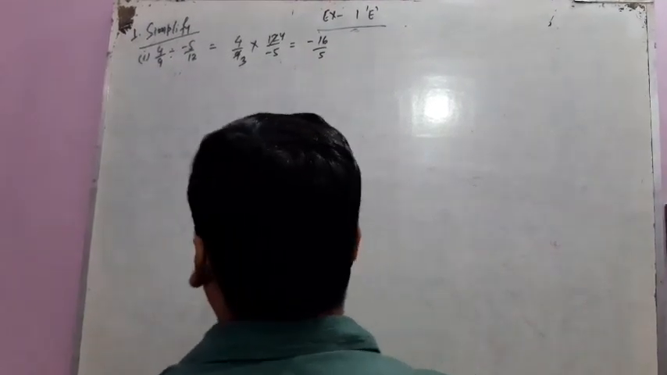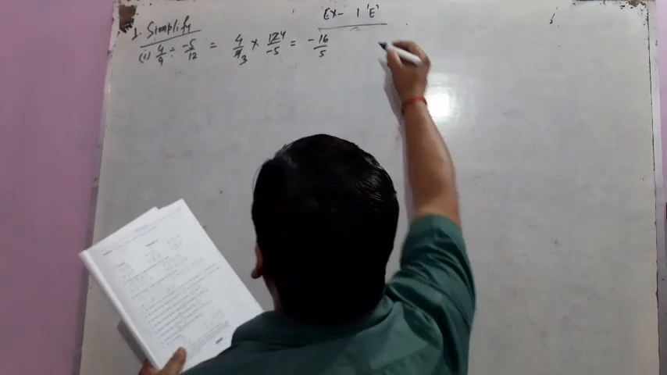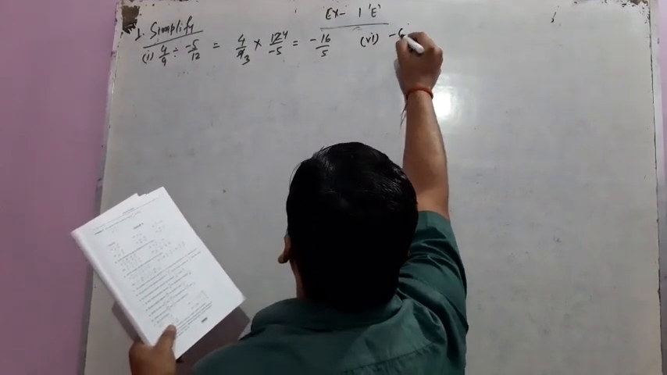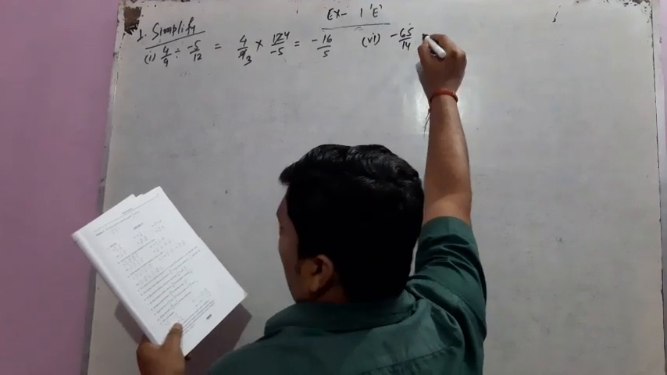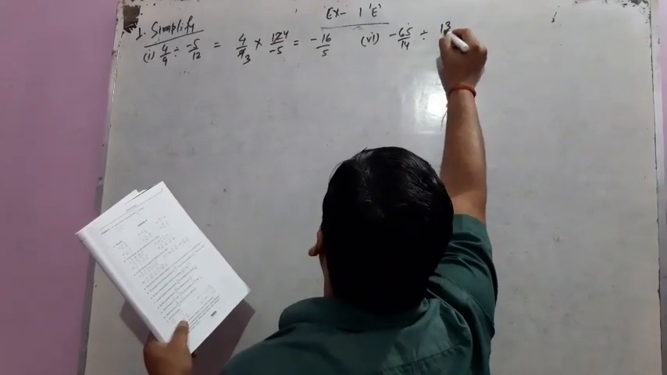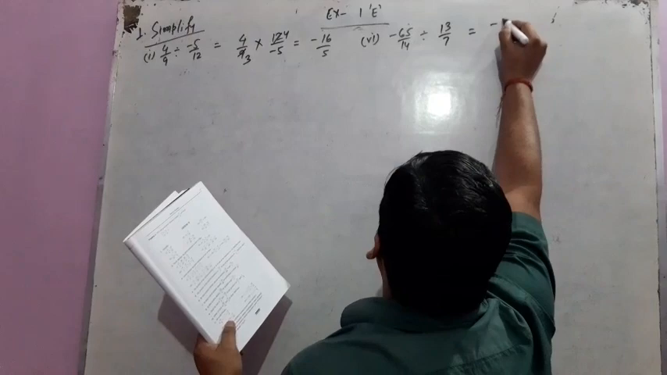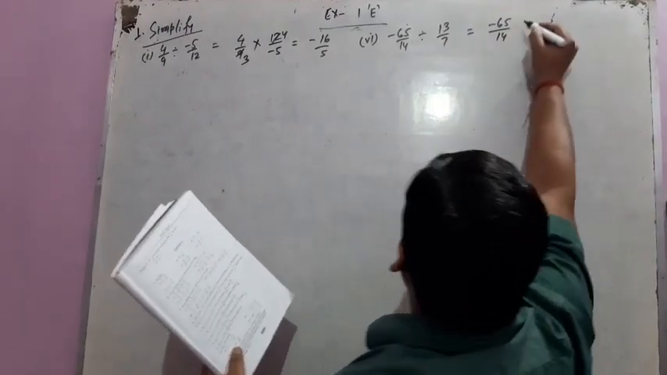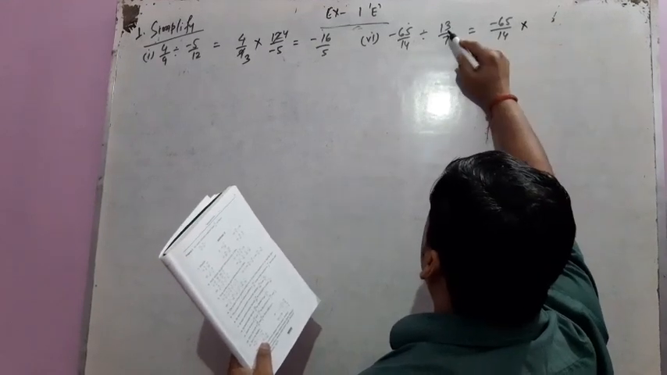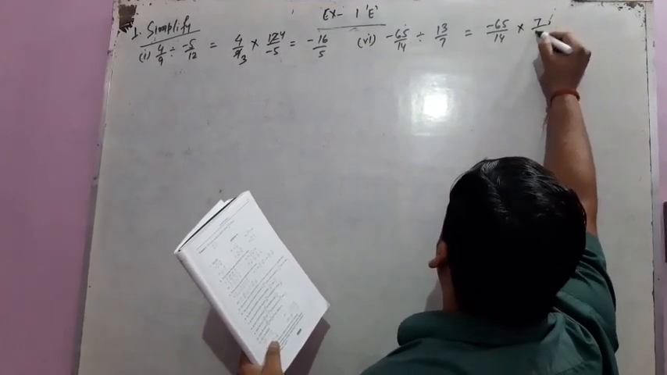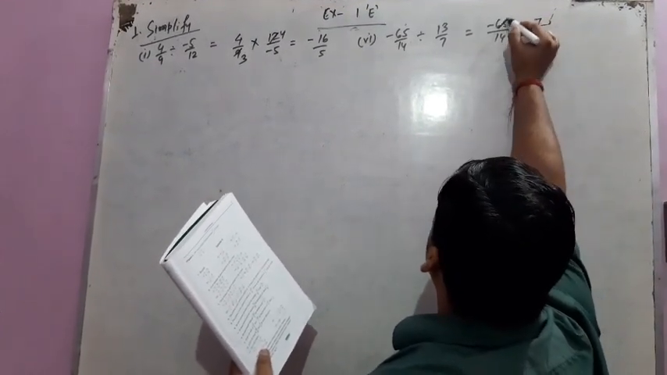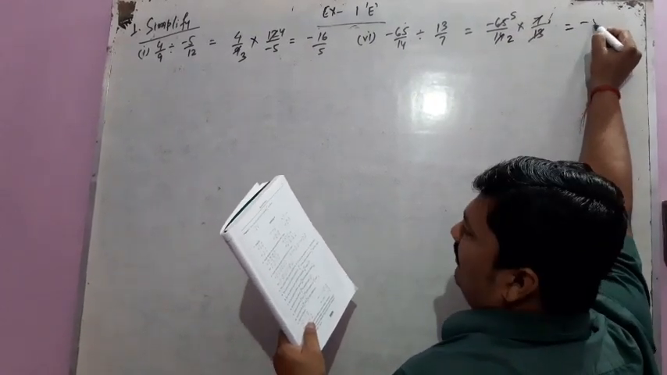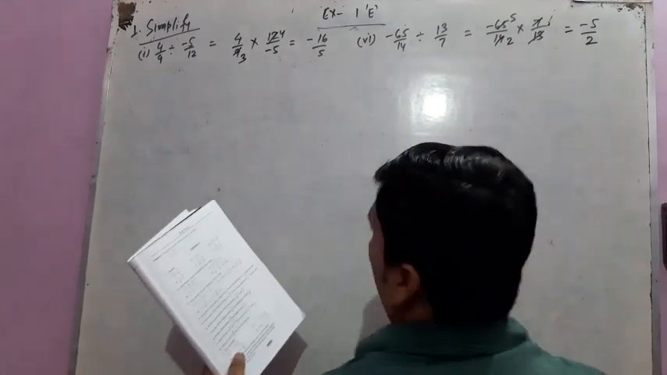Similarly, question number 6 here: minus 65 by 14 divided by 13 by 7. Again here minus 65 by 14. Now we are turning the divide into multiply, so the next rational number becomes reciprocal, 7 by 13. 13 5s are 65 and 7 2s are 14. The result will be minus 5 by 2.